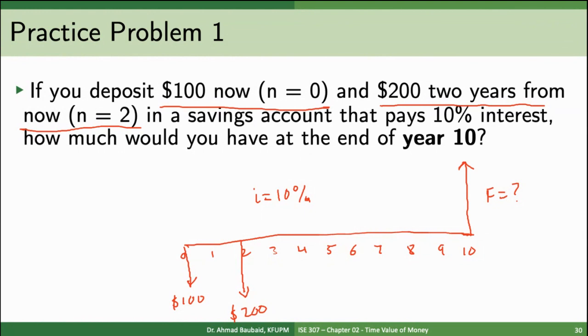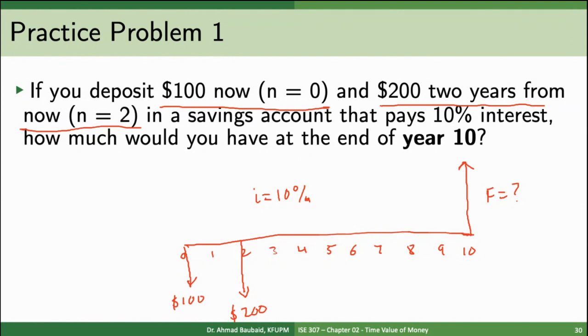Again, just to make sure everyone's on board, you can put the interest rate so I don't forget it, it's 10%. But then we just translate the words into this diagram. So we say $100, I'm investing it now, so the arrow goes down. $200, 2 years from now, I find n equals 2. I put an arrow down, I put $200.